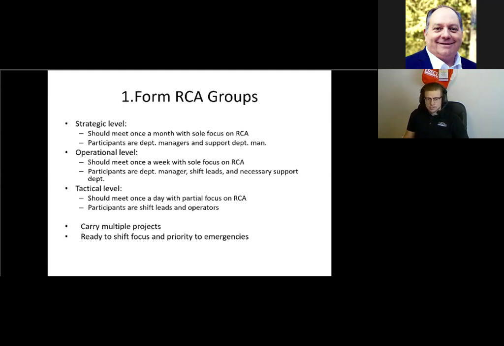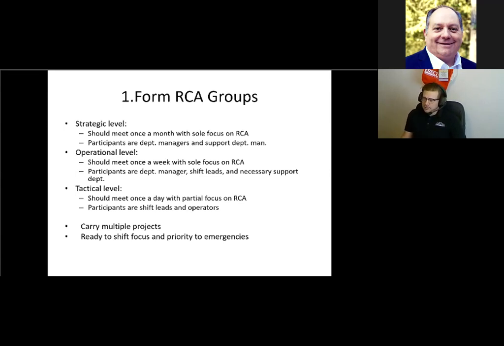Then on an operational level, you will meet once a week with the sole focus, again, on root cause analysis. And the participants should be department managers and the shift leads and any necessary support departments. And there's an asterisk on those necessary supports because they should be invited when they are needed there for input or action. If you need information from them or you need them to do something, they should be brought in. And normally, if you're dealing with something that's perhaps a little bit more long-term and that you're pursuing, perhaps they should be a permanent part of that particular RCA work.